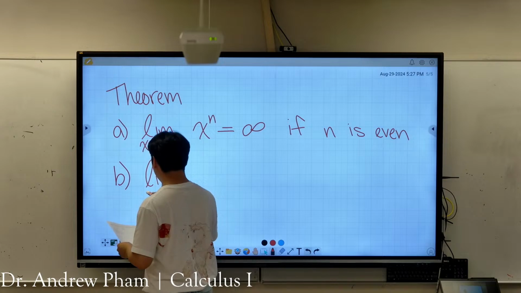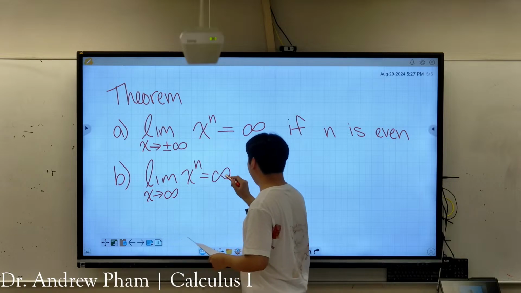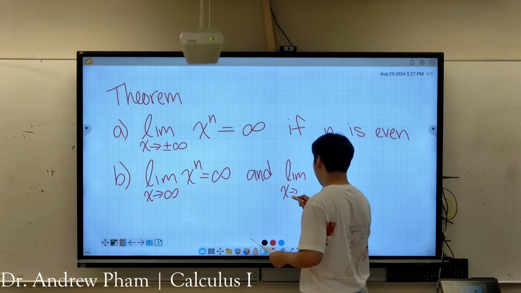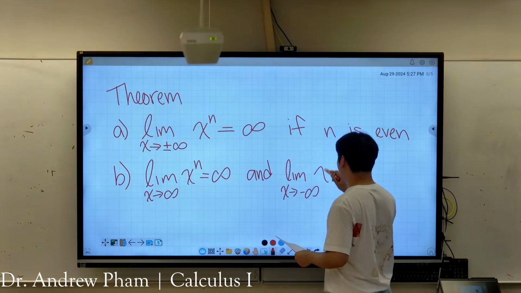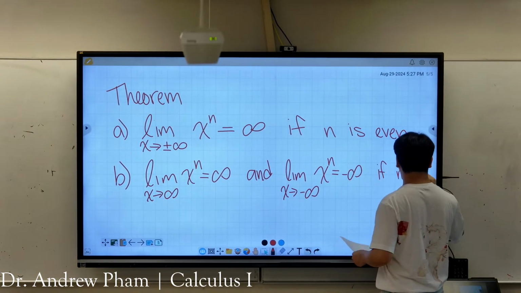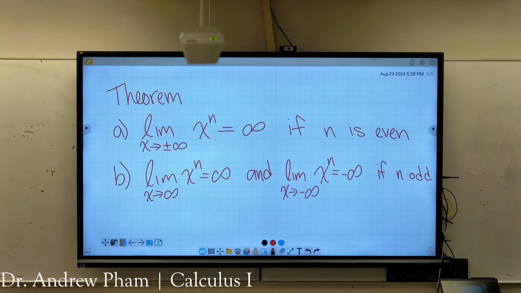Next is the limit as x goes to infinity of x to the n is infinity. And the limit as x approaches negative infinity is negative infinity if n is odd. So if I have an odd power, then we're following through with the same sign. For the same reason, if I take a negative number to an odd power, it's still negative. If I take a positive number to an odd power, that's also positive.